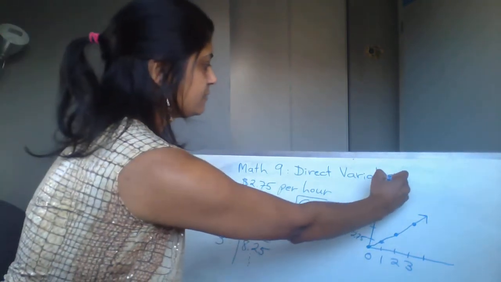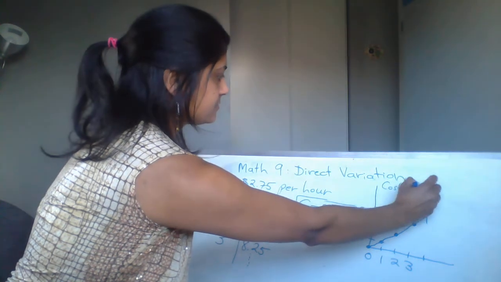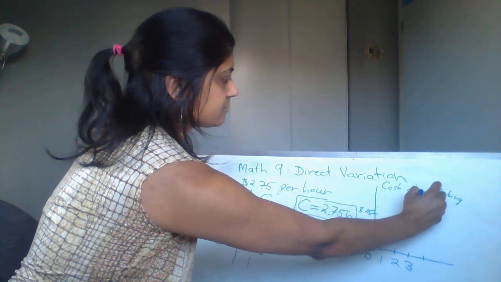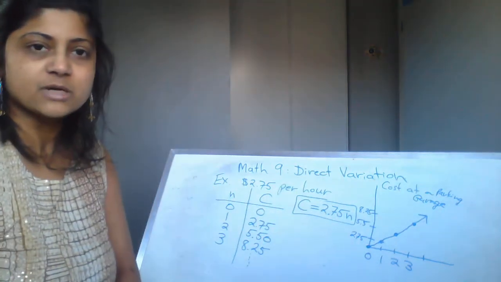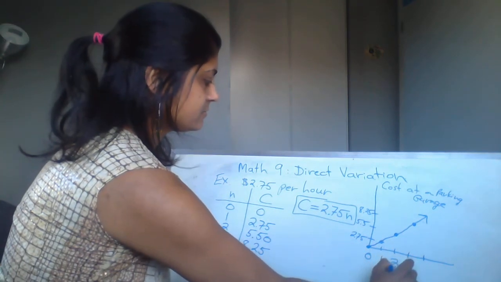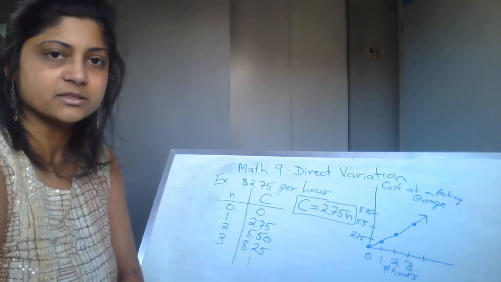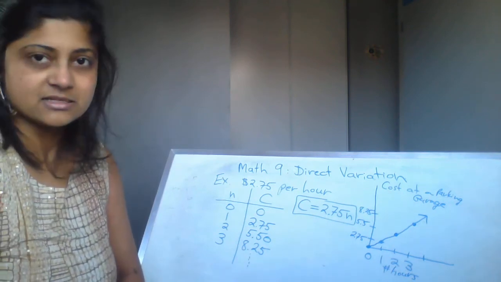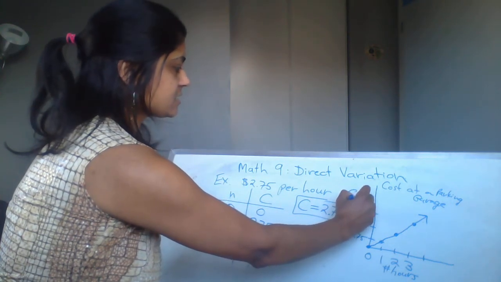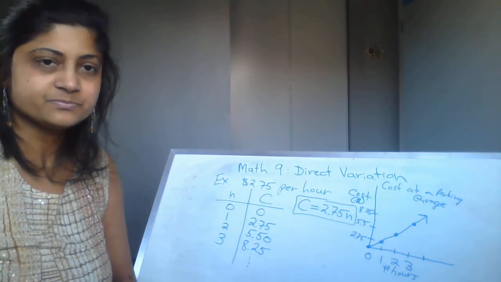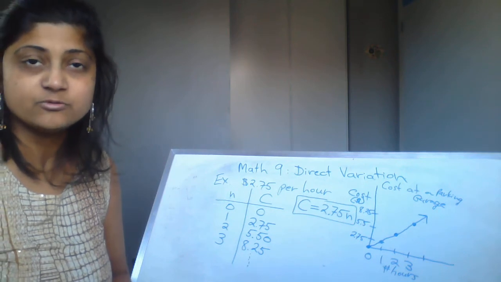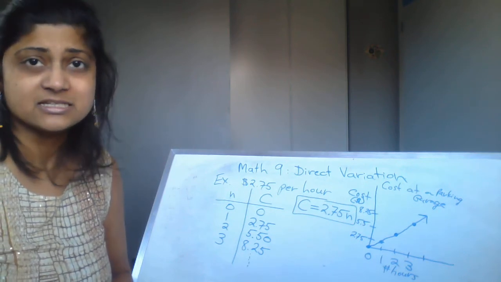I'm going to put cost at a parking garage. Make sure you do put their title. This is the number of hours on the bottom, on the x-axis, and on the y-axis we could just put the cost. And the cost is in dollars. All right. So again, when you represent it graphically, make sure you have a title for your graph, and I have to make sure I label all the axes as well.